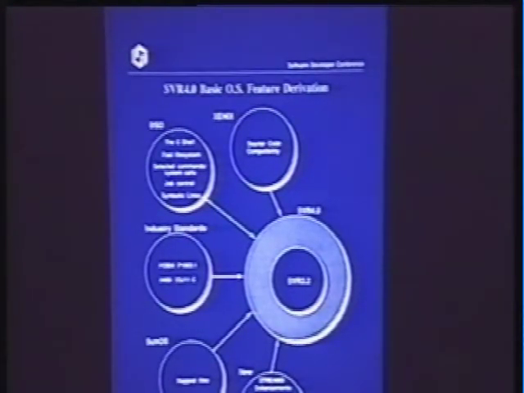In talking through this session, we're going to keep coming back to a chart that looks like this, in that we're going to show the feature derivation of Unix System 5 Release 4 and give you a sense of where the different pieces are coming from and what they mean when they come together in Unix System 5 Release 4.